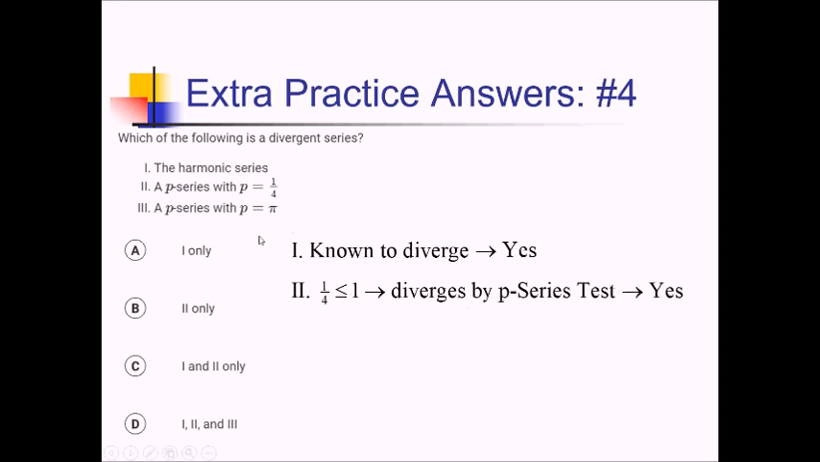If you have a p-value like this one, pi, where you're greater than 1, that means that you're converging by the p-series test. So we were looking for diverging series, so that one's a no for this problem. So we just pick the answer choice that has 1 and 2, which is going to be choice C.